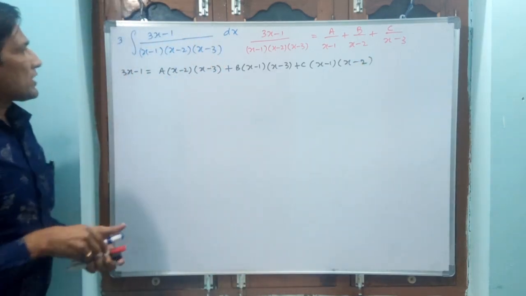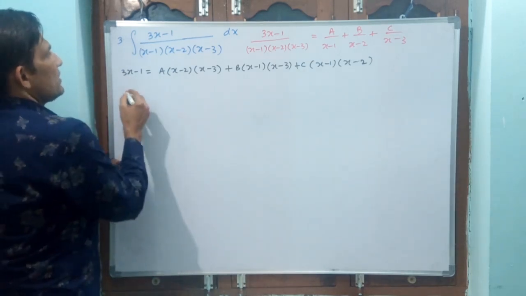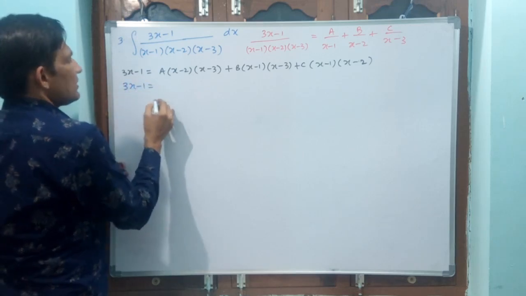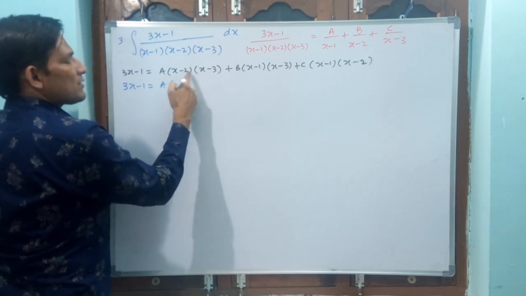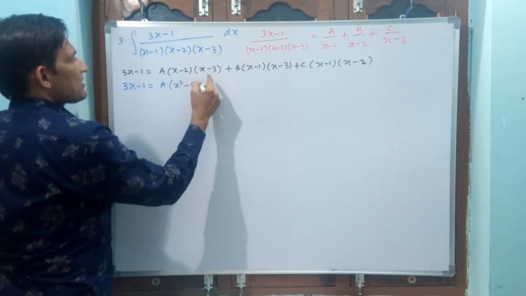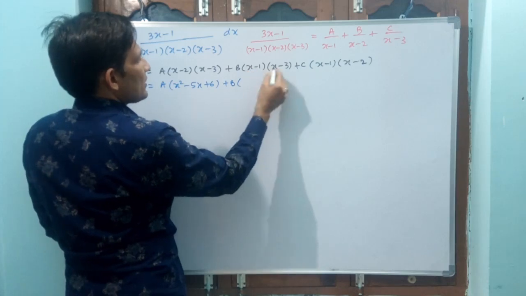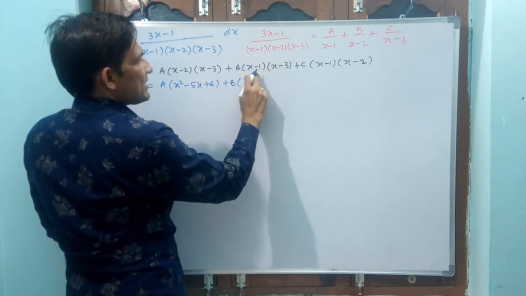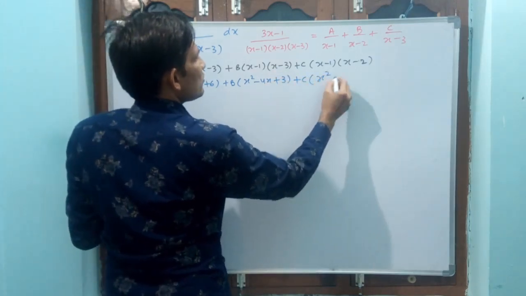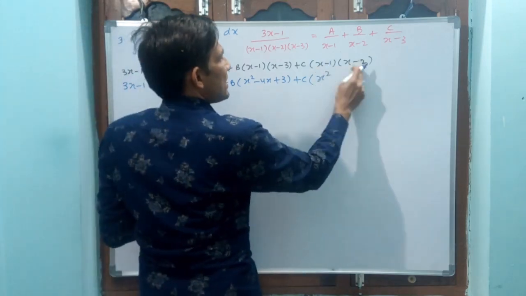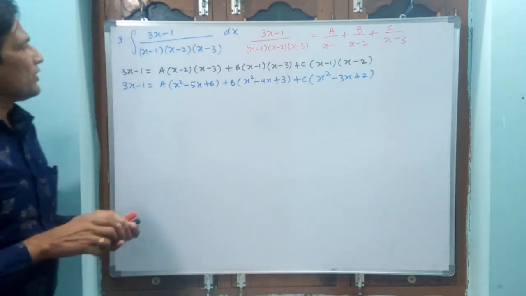Okay, now you expand this, expand and equate it to 3x minus 1. Okay, see how I am writing. 3x minus 1 is equal to a into x square minus 3x minus 2x plus 6, that is x square minus 5x plus 6, plus b into x square minus 3x minus x plus 3, that is x square minus 4x plus 3, plus c into x square minus 2x minus x plus 2, that is x square minus 3x plus 2. 2 into 1 is 2, 1 into 3, 2 into 3.